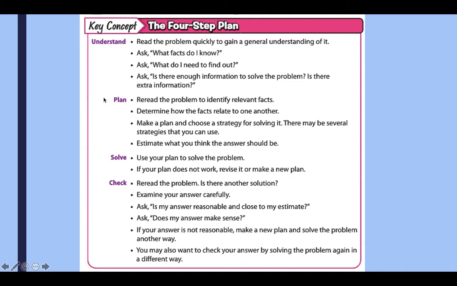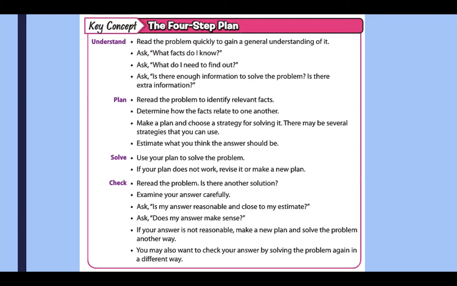Second, you're going to plan. If necessary, reread the problem to identify the important facts, then determine how they relate to one another mathematically. And here's where you're going to make a plan and choose a strategy for how to solve it. And we're going to discuss several different strategies you might be using. And maybe even estimating what you think a reasonable answer would be. This is very helpful because a lot of times when you skip this step, you might get an answer that is completely unreasonable. And if you don't stop to think about that, then you could possibly make a mistake that you could have caught yourself.